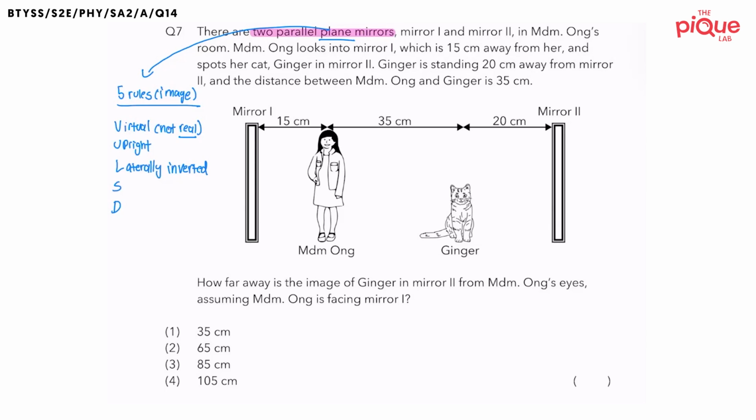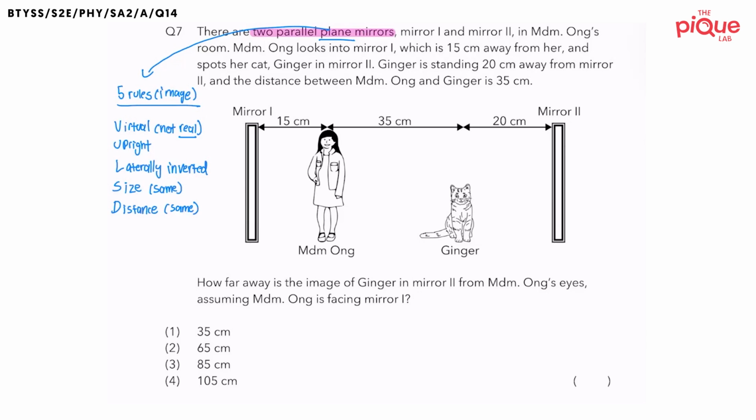The fourth thing that we need to know is the size of the image. If I ask you to stand in front of the mirror, does your head look randomly a lot bigger compared to the rest of your body? No, right? This is because the size of the image will remain the same as the object. And the very last thing that we need to take note of is the distance. The distance between the image and the mirror will be exactly the same as the distance between the object and the mirror. So what do I mean by this?